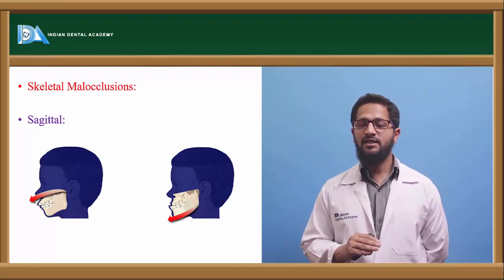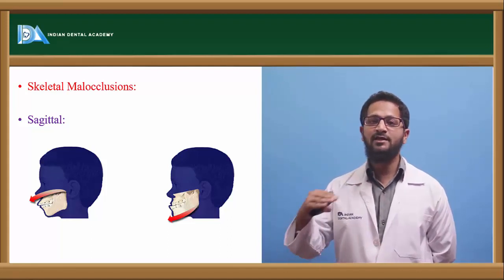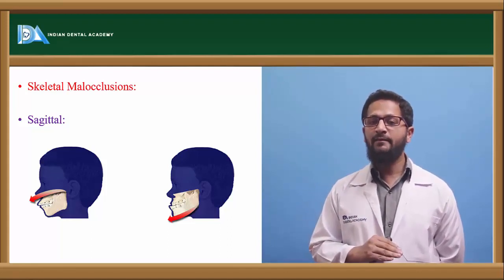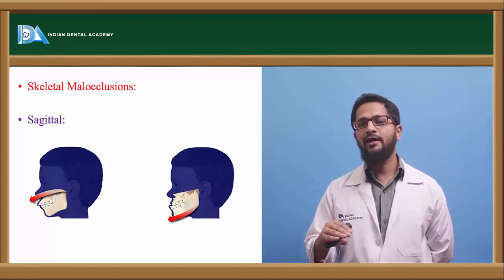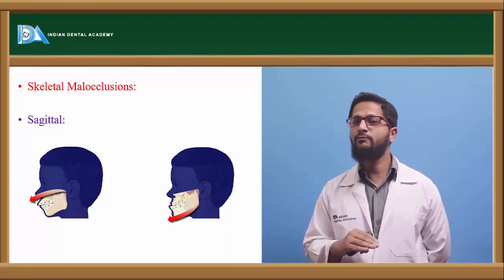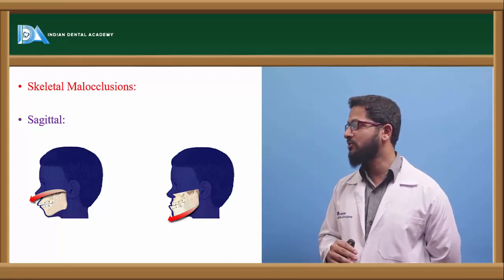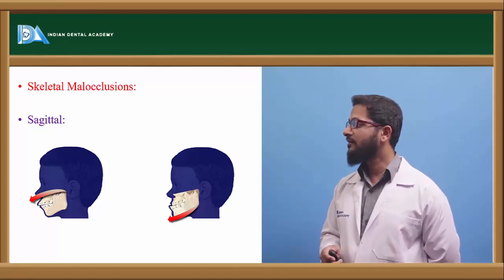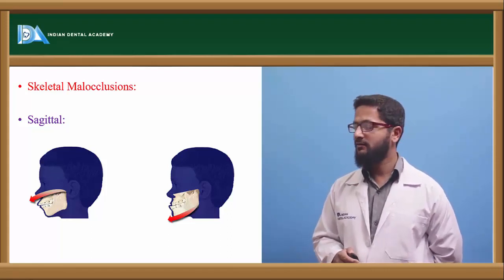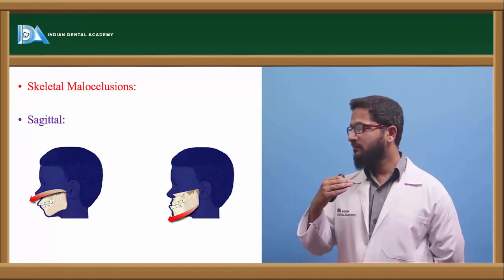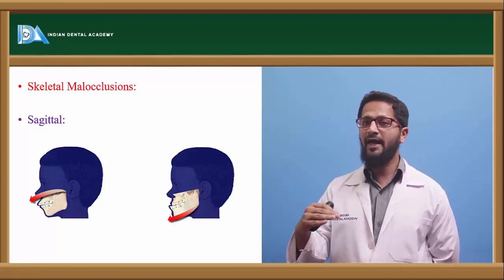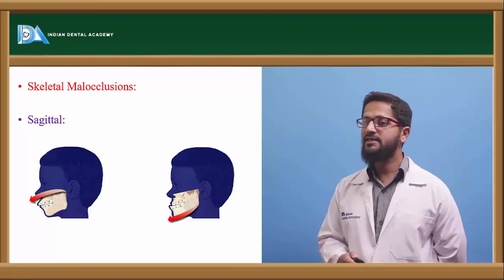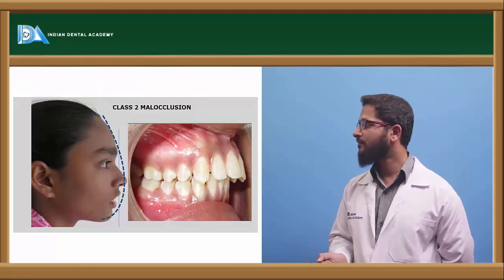Sagittal malocclusion, as I have already mentioned, the sagittal plane is nothing but the anterior-posterior plane. Now, any malocclusion which occurs because of the abnormality of the skeletal bases in this anterior-posterior plane results in the occurrence of malocclusions. Here we can see in the first diagram, maxilla is prognathic, that is maxilla has grown to a greater extent in the anterior-posterior plane. In the second diagram, we can see mandibular prognathism.